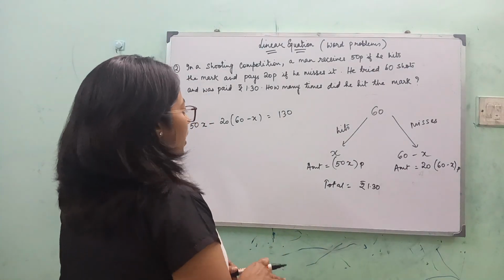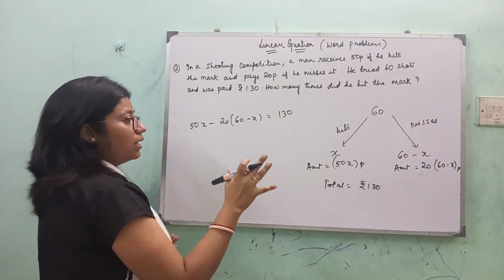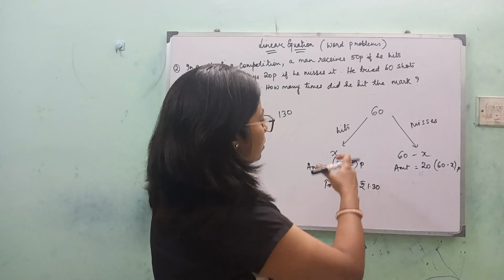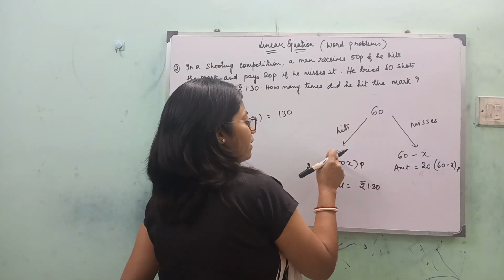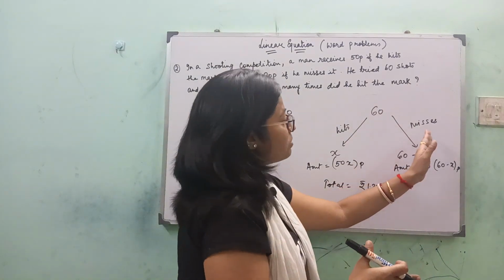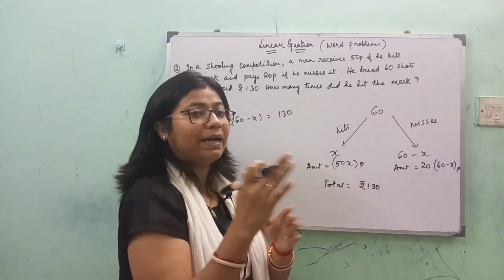Alright, so I hope the working is clear. I repeat once again, 60 shots in all he had tried. For the number of hits we have taken x. Suppose x times he has hit the spot, and the number of times he misses the shot is 60 minus x.